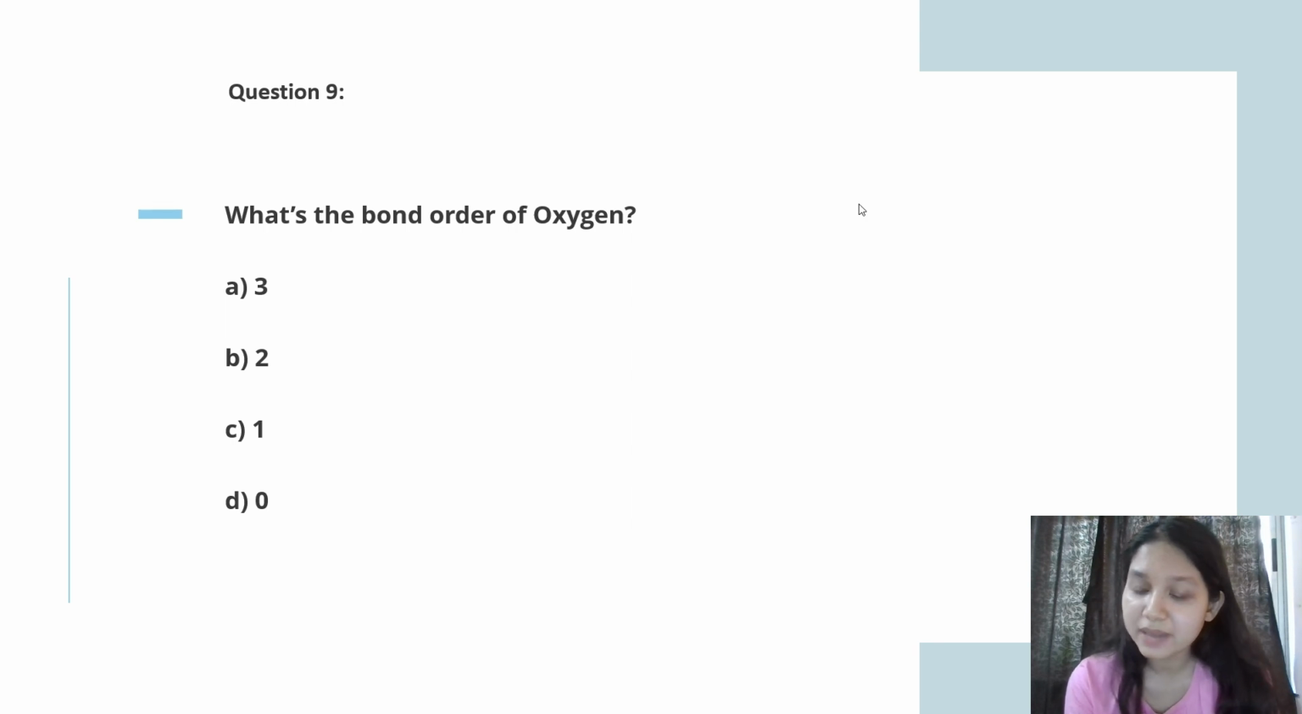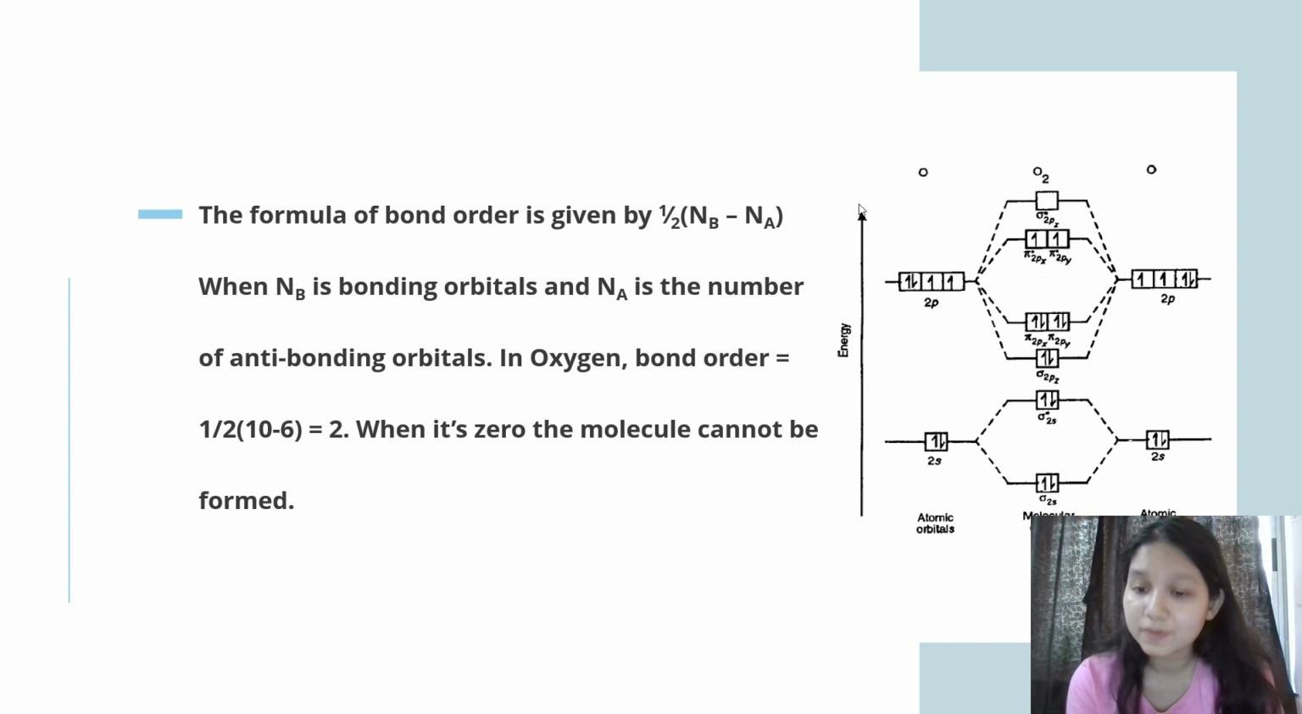In question number 9, we calculated the bond order of oxygen. First, we found how to calculate bond order, and we also discussed how the bond strength or bond length of the molecules is dictated by bond order.